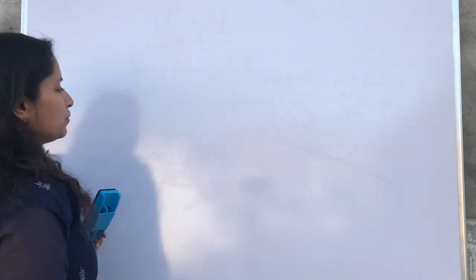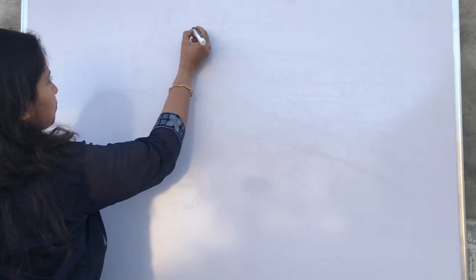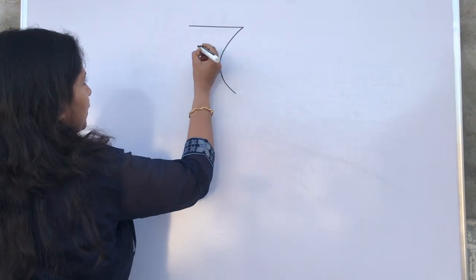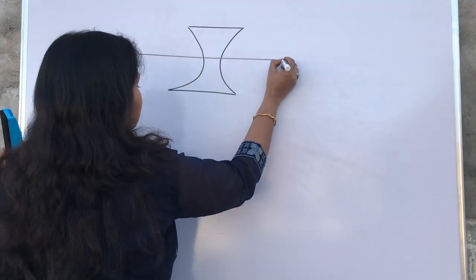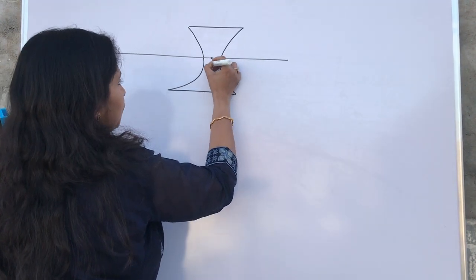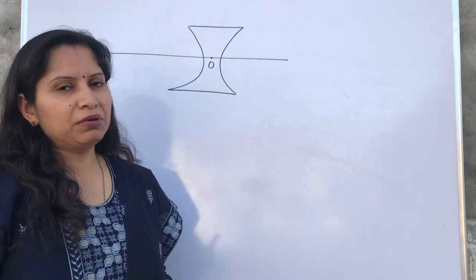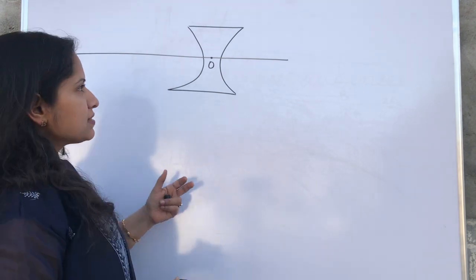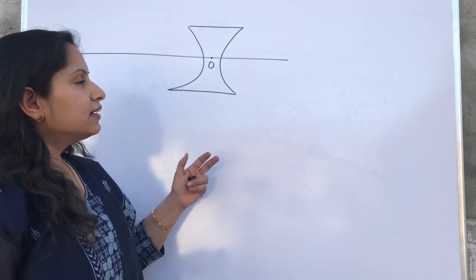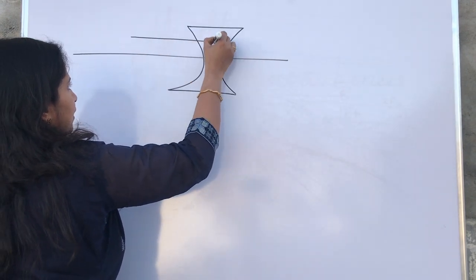Now let's draw the ray diagrams for concave lenses. The first condition is when the concave lens is there and the object is at infinity. How do we show the object is at infinity? We just show a parallel beam of light. So we show a parallel beam of light passing through a concave lens, that is the first condition, when the object is placed at infinity.